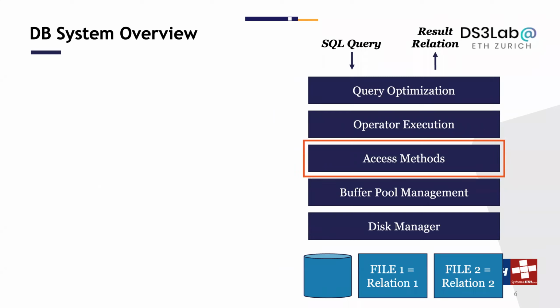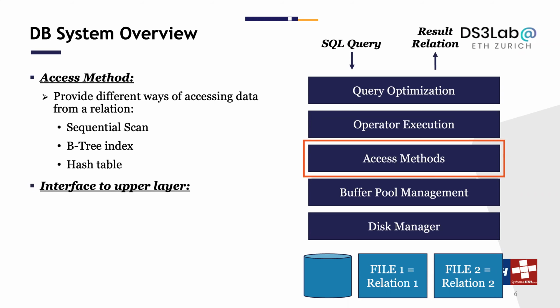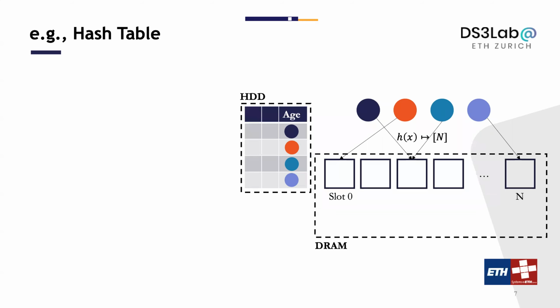And then given that amazing functionality, we go one layer up. We talk about different access methods on relations. So for example, we can do a sequential scan on my relation. If you have a B-tree index, I can do an index scan on my relation. I can do an index lookup to really access information stored on your hard drive. I could do the hash table, and so on and so forth. The interface that the access method layer provides to all the upper layers is essentially a higher level of abstraction to really access information in a relational table without interacting with the buffer or the disk manager.